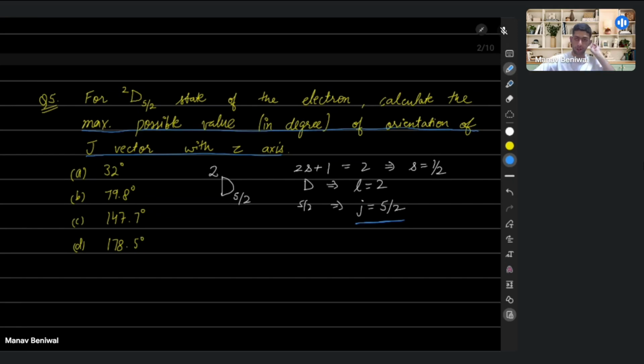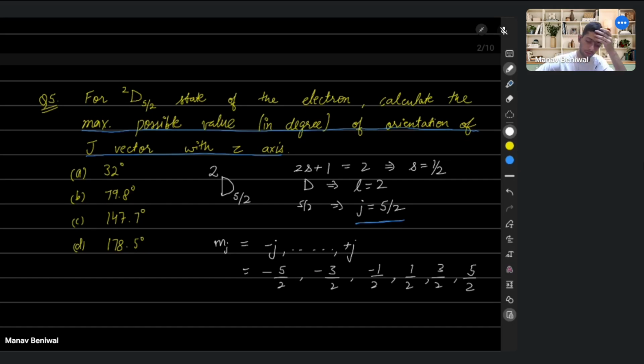So if j is 5 by 2, what are the possible values of mj? We know that mj is the corresponding magnetic number for j angular momentum. So it goes from minus j all the way up to plus j, right? So here we'll have m as minus 5 by 2, minus 3 by 2, minus half, half, 3 by 2, and 5 by 2. So we have all these 6 different values.